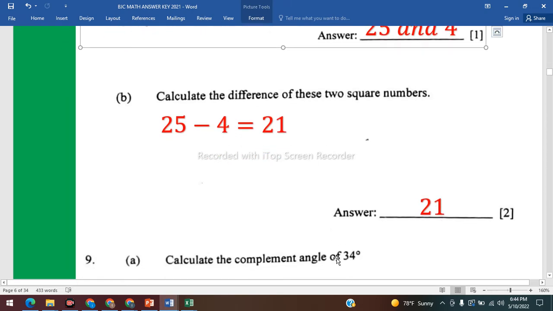Calculate the complement angle of 34. I need to see the angle. I didn't see an angle. So it's 34 then. Calculate the complement angle of 34. Isn't it equal because it's complement, so it's 34?